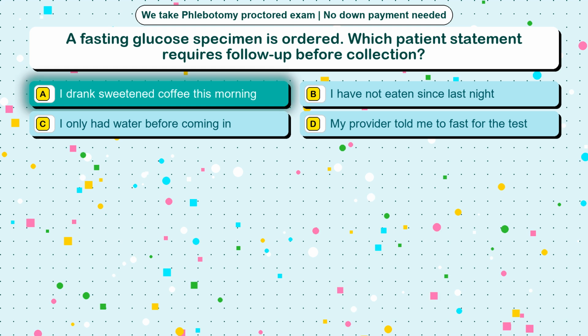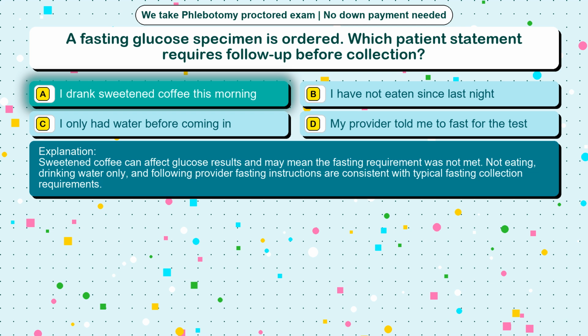The correct answer is option A. I drank sweetened coffee this morning. Sweetened coffee can affect glucose results and may mean the fasting requirement was not met. Not eating, drinking water only, and following provider fasting instructions are consistent with typical fasting collection requirements.